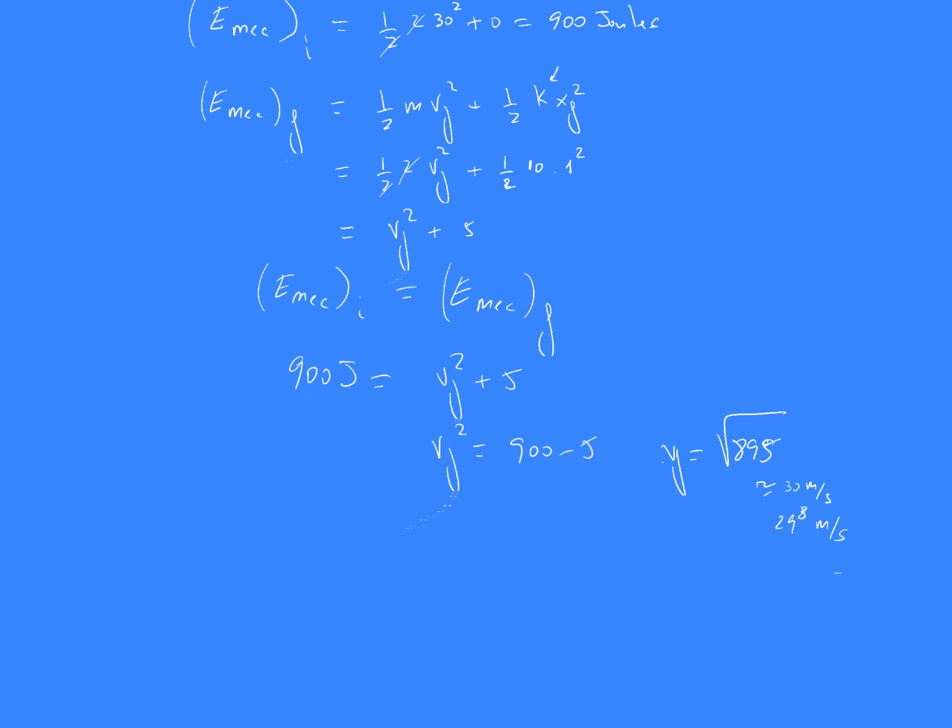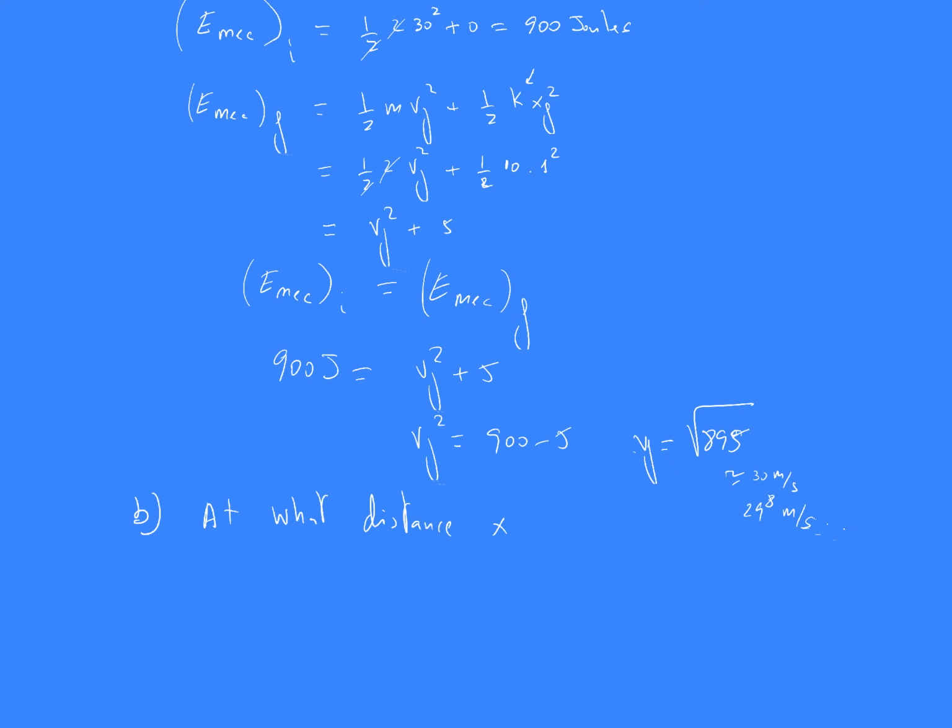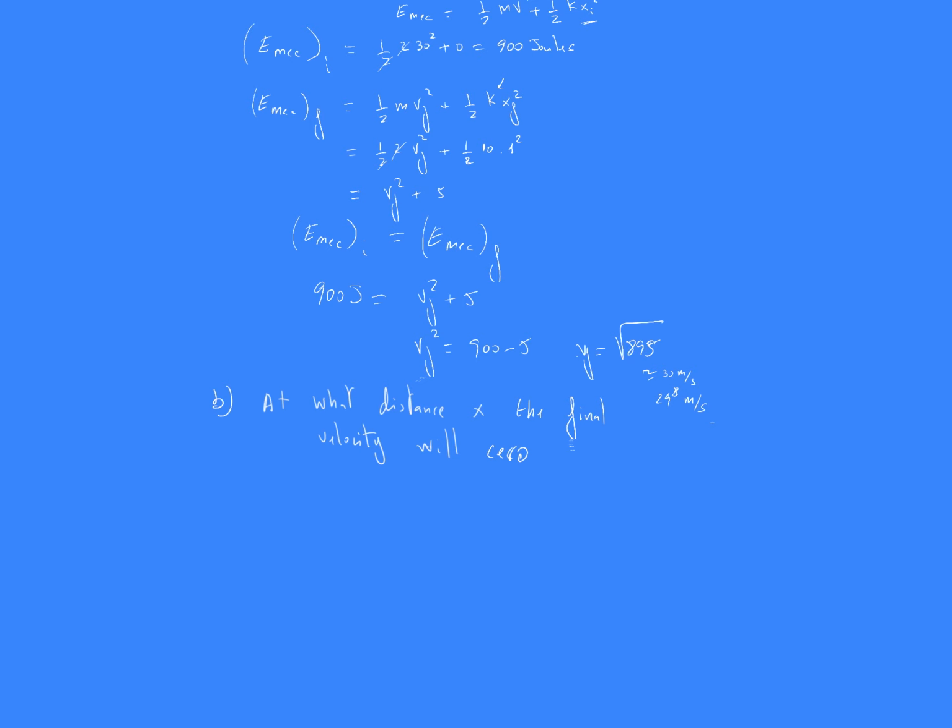Part B will say like this: at what distance x from the origin, from the equilibrium position, will the final velocity be 0? So when the object stops, not for a second, it stops, and after that it will come back, because the force of the spring will pull the object to the equilibrium position.